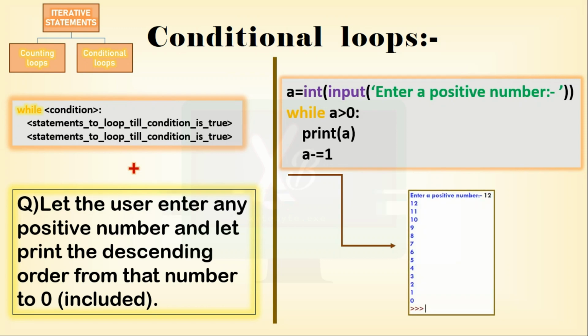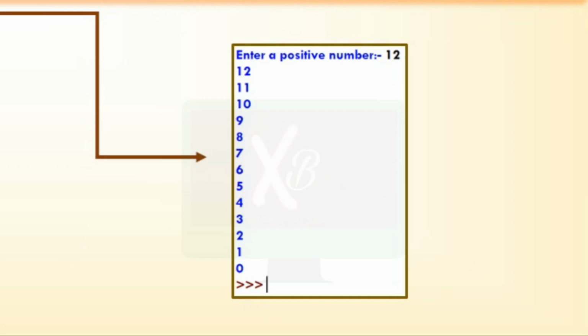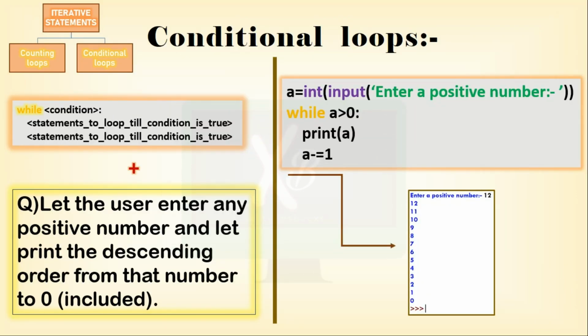So I'm going to get the output as something like this: 12 11 10 9 8 7 6 5 4 3 2 1. And actually I've written 0 here, but it's by mistake. 0 is not going to come if I don't put an equal sign in the condition, that is a greater than or equal to 0. If it was a greater than or equal to 0, this output is correct. All right, so that's all for this theory part.